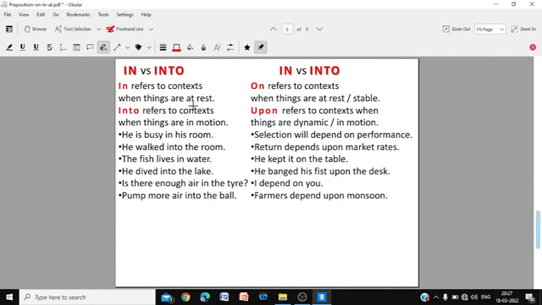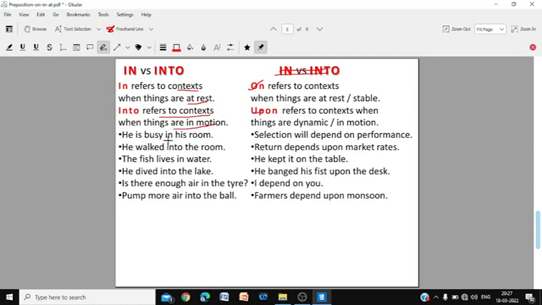And lastly, we will consider two special cases, in versus into and on versus upon. Sorry, this should not be in versus into, this should be on versus upon. On and upon. The heading was a mistake, on versus upon. In refers to contexts when things are at rest. Into refers to contexts when things are in motion.